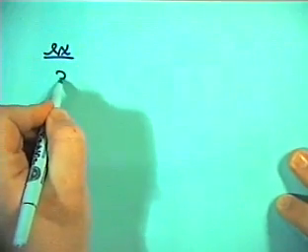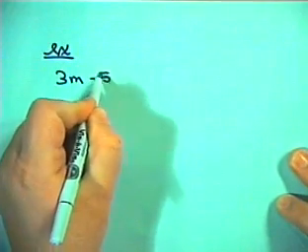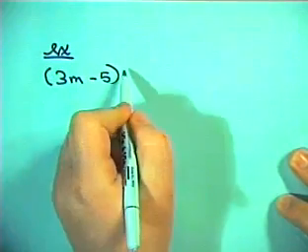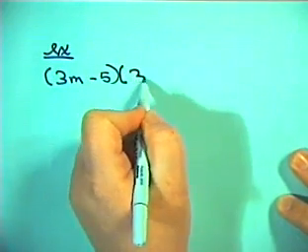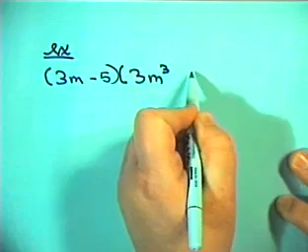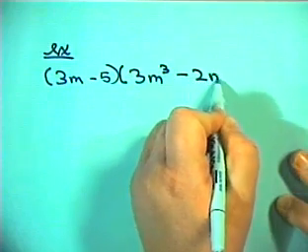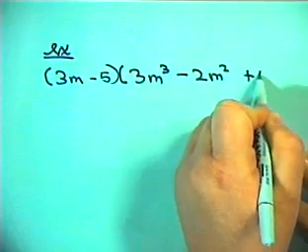Okay, let's look at a little more interesting example. We'll take a binomial times a trinomial. The product we'll find is 3m minus 5 times 3m cubed minus 2m squared plus 4.